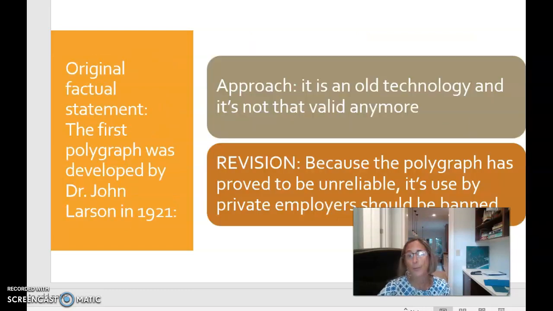So if we start out with what would not work, let's think about how we could further develop this topic. It's an old technology that's not valid anymore. And a tentative thesis statement could be, because the polygraph has proved to be unreliable, its use by private employers should be banned. So you're taking that same topic and focusing your efforts, and now the reader knows what you're going to be trying to prove through argument, right? It's a should, it should be banned.